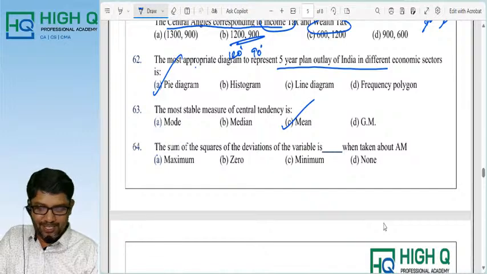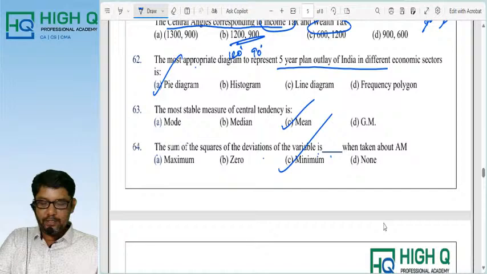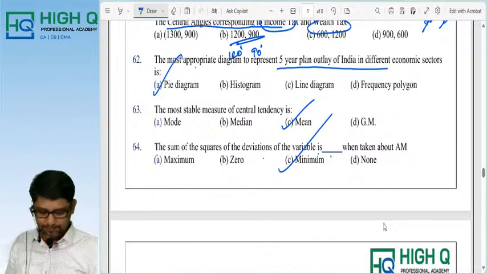The sum of the squares of the deviations of the variable is dash when taken from the mean, which is minimum. That is what standard deviation.